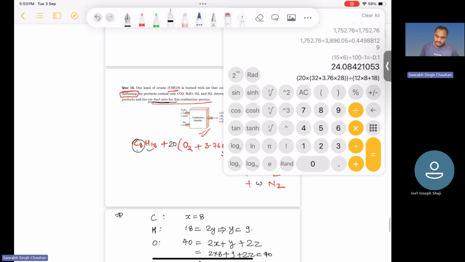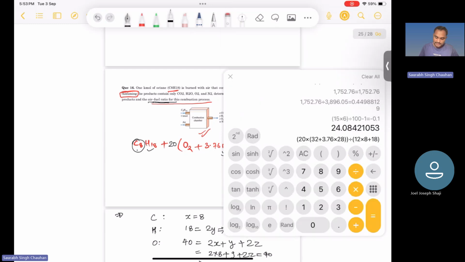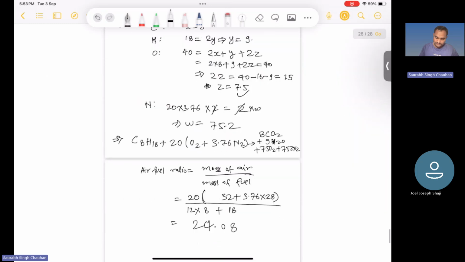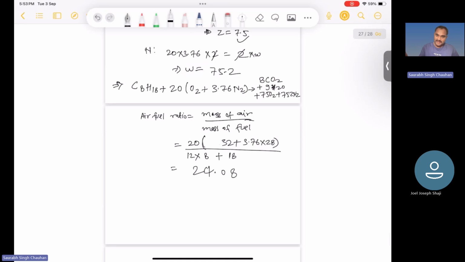I have taken just some approximate values for the masses of C and H. You can check in the tables, where you will get more accurate values, but the answer will be very close to this one. Maybe 24.1, 24.2, or maybe 23.9, something like that. Okay, so this is our air fuel ratio.